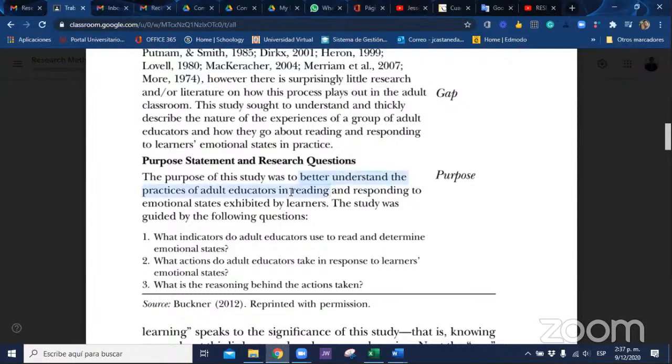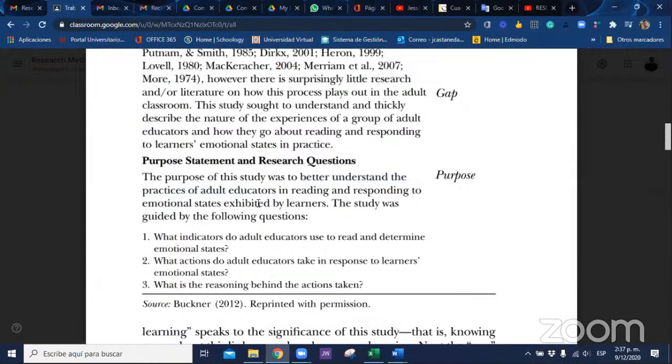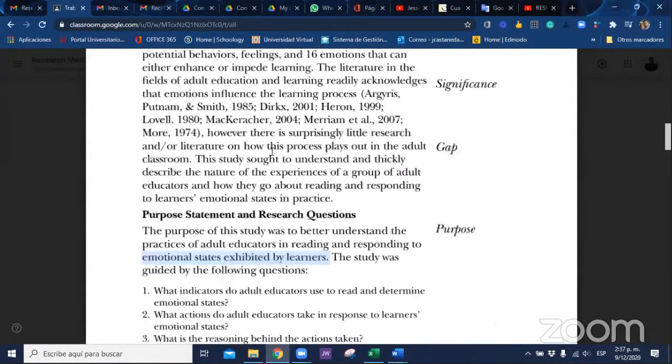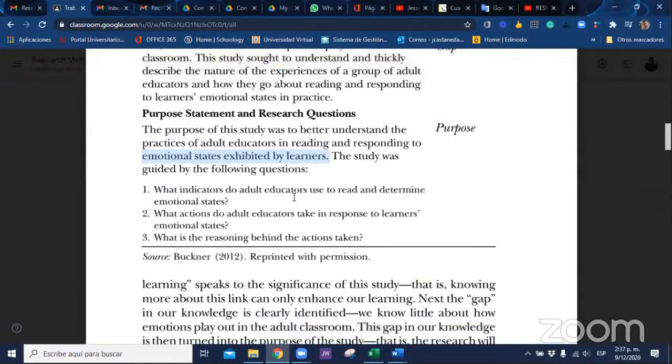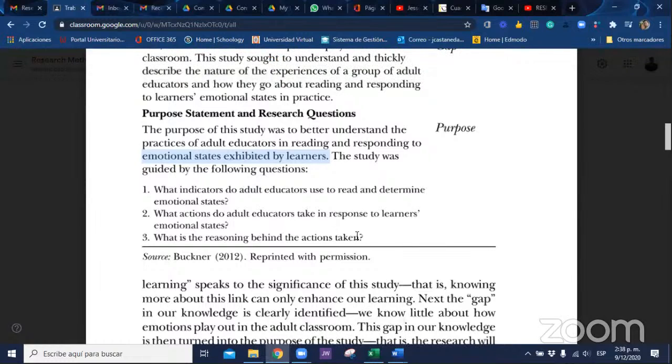And pay attention that here the purpose is focused on people. Understand the practices of adult educators, right? It is focusing on people, but also on the topic, that is, emotional states exhibited by learners. You see? Based on this problem, they have some questions. What indicators do adult educators use to read and determine emotional state? What actions do adult educators take in response to learner emotional state? And what is the reasoning behind the action taken?